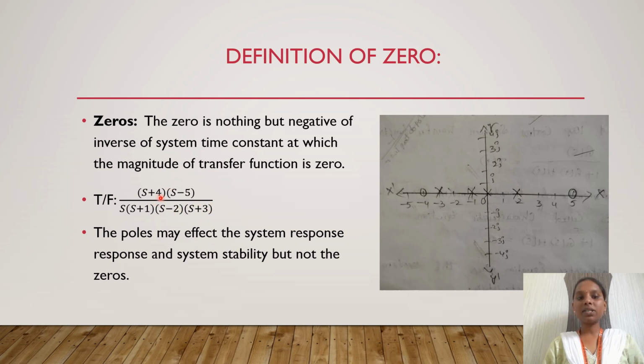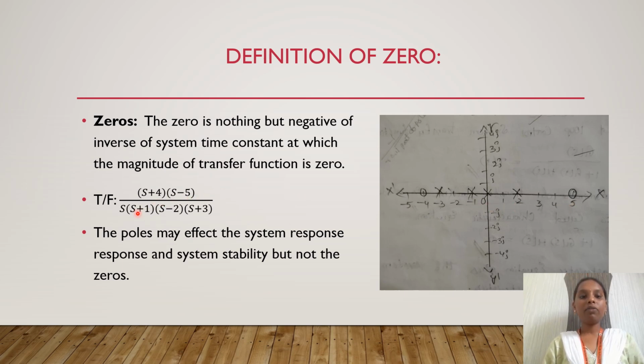In this, we can represent the zeros as 0 in the numerator part. So, here s plus 4 is equal to 0, s is equal to minus 4. So, minus 4 we indicate as a zero. Next, s minus 5 is equal to 0, s is equal to plus 5. So, here we indicate a zero.